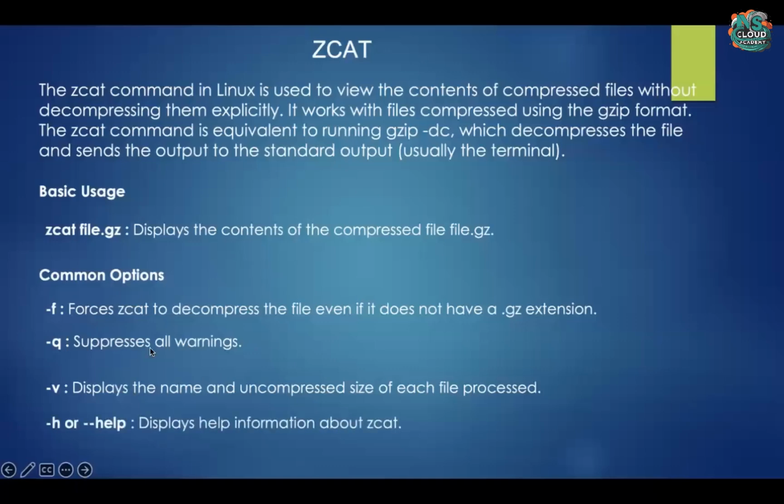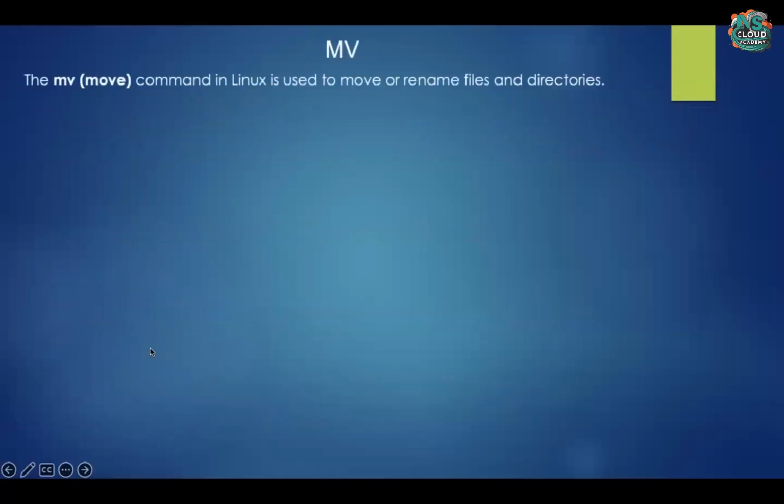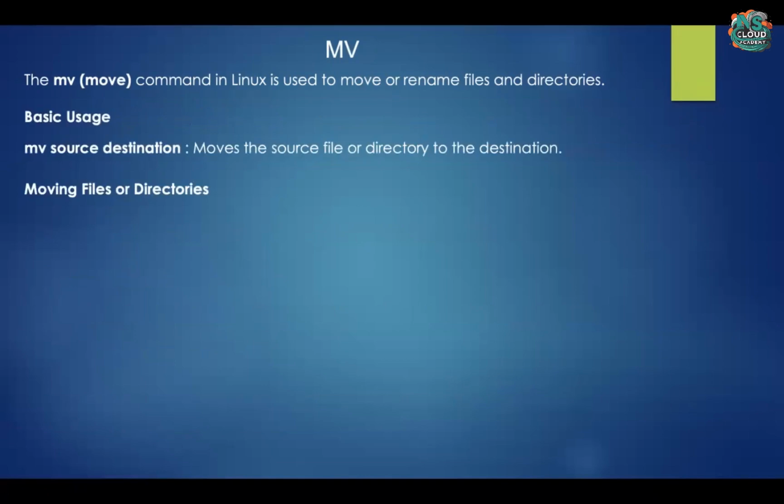Great. So the next command is the mv command. What is basically the mv command? The mv command in Linux is used to move or rename files and directories. So if you want to rename any file, you can simply use the mv command. So mv source and destination, right?